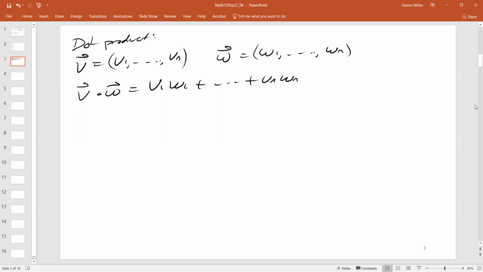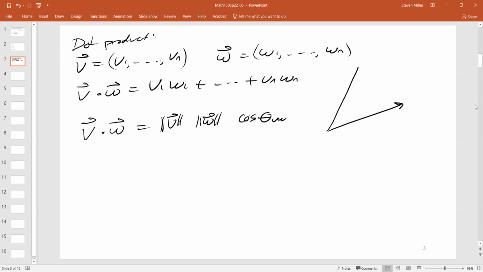And it turns out the dot product has a really nice interpretation. V dot W is the length of V times the length of W times the cosine of the angle between V and W. So here's V, here's W, here's theta. And one of the things that should be nice is V dot W should be the same as W dot V because multiplication is commutative. Since I'm talking about the angle between them, the cosine of theta and the cosine of negative theta are the same. So this is very easily seen to be the same as W dot V.